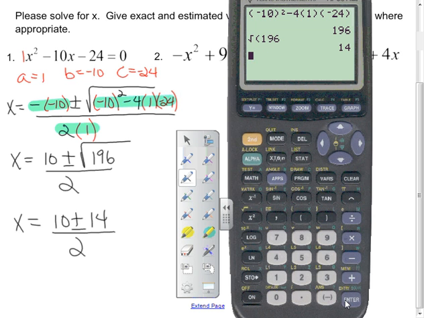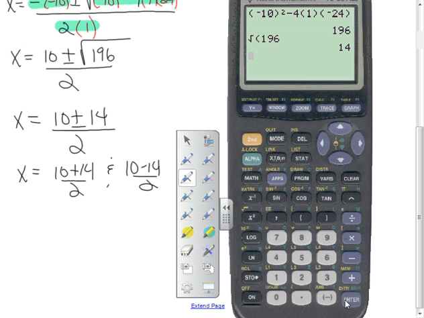Here, it's a great time to split the problem into 10 plus 14 over 2, and 10 minus 14 over 2. Continuing on, I get 24 over 2 and negative 4 over 2, which in fact will give me x equals 12, x equals negative 2.